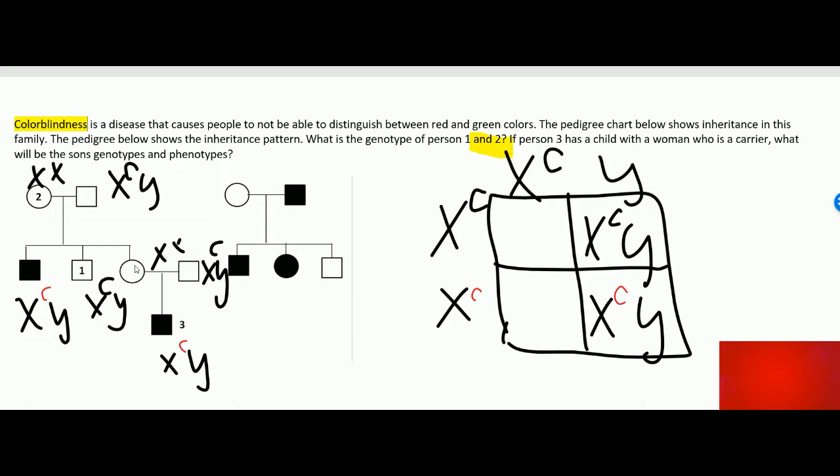Okay, so for person number 1, again, you already have this because he's the unaffected boy. So he would have X uppercase C, Y, and because he has that uppercase allele, you know that he has normal color vision. And so for mom, individual number 2, she has this mixture of alleles, so she is a carrier. So that's who she's going to be.